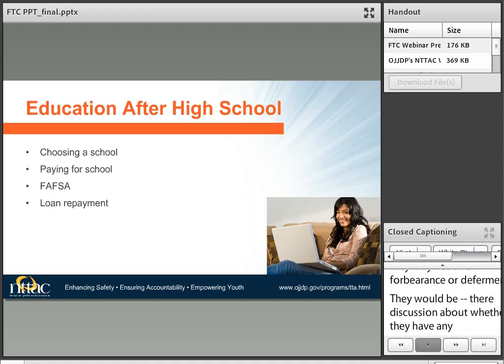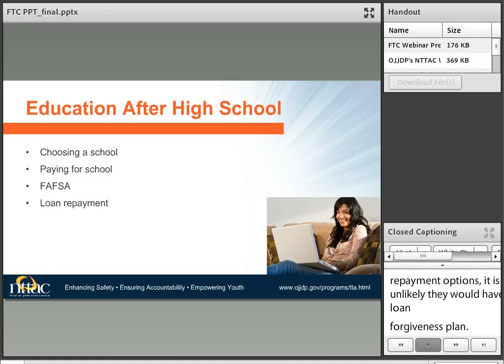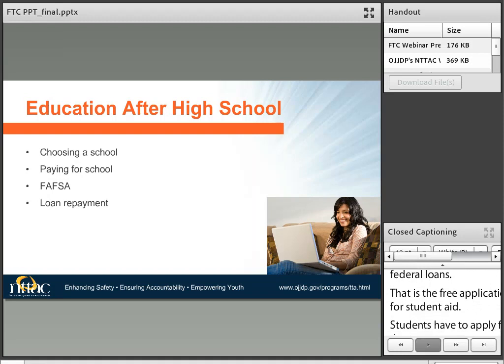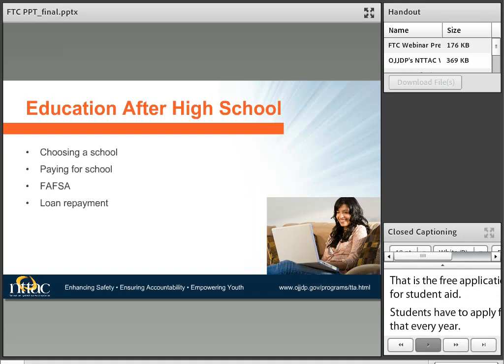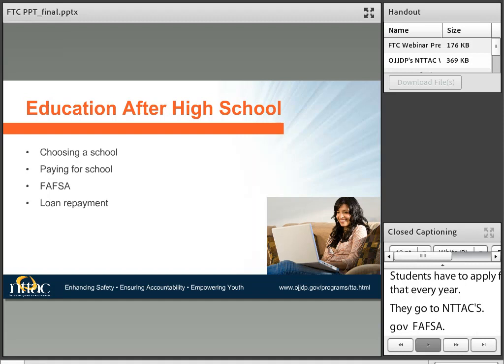Okay, so with that, I also wanted to highlight FAFSA, which is the portal to apply for all federal aid, including federal loans, and that's the Free Application for Student Aid. Students have to apply for that every year, and so they go to FAFSA.gov, and that's where they can get federal loans as well as some scholarships, as well as applying for the federal work-study, which I mentioned earlier.